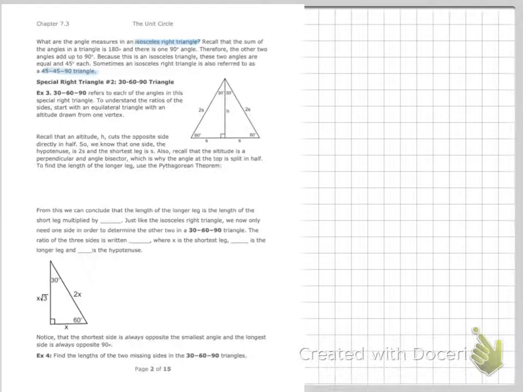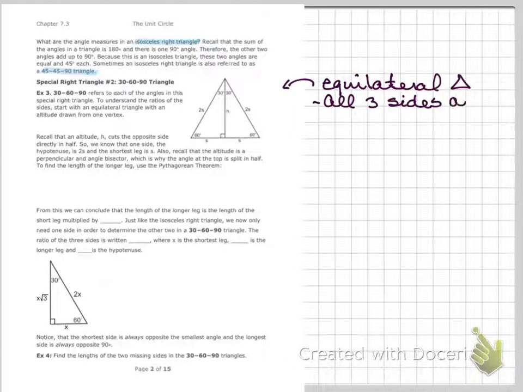So our second special right triangle, our last one, is a 30-60-90. And we are going to build this by taking an equilateral triangle. Equilateral means all three sides are the same length. So equilateral triangle. And I can write this and give you a chance to read ahead a little. So we have our equilateral triangle.